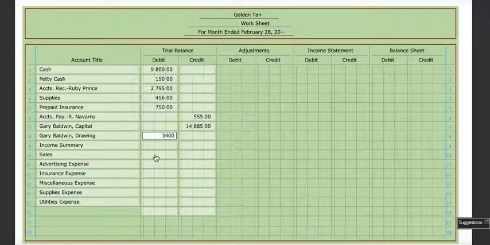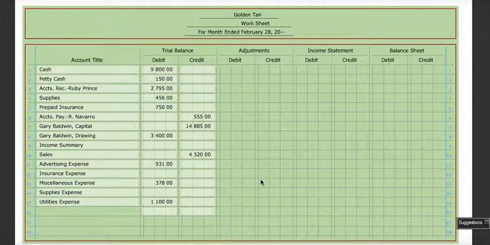Alright, so sales is my next one, a credit of $4,320. Advertising, back to the left side for debits, is $931. There is no insurance at this time. Leave it blank. Don't put a 0 in. Miscellaneous, $378. No supplies, so leave that one blank too. And then utilities is $1,100.